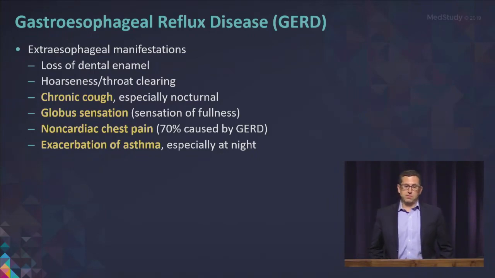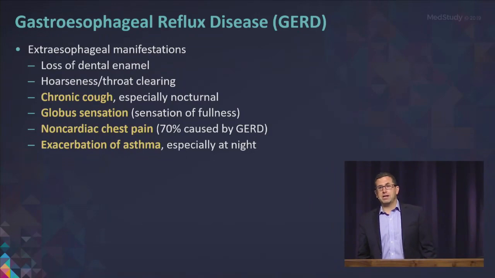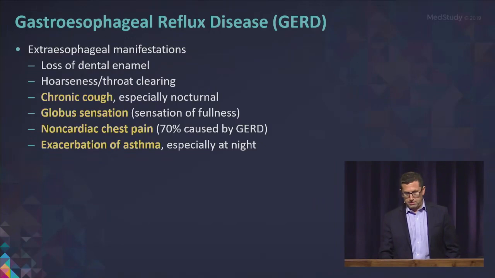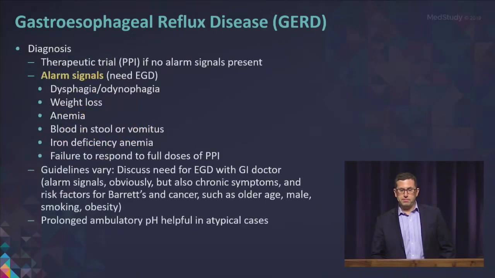So if you see loss of dental enamel, if there's constant hoarseness and throat clearing, if there's chronic cough, a globus sensation, that's a really, really common symptom that we see. Non-cardiac chest pain, 70% of that is actually caused by GERD. And then even exacerbation of asthma. So if you have a stable asthmatic and suddenly they're getting more exacerbations and there's no infection, you may want to consider that that patient may have GERD that's superimposed.